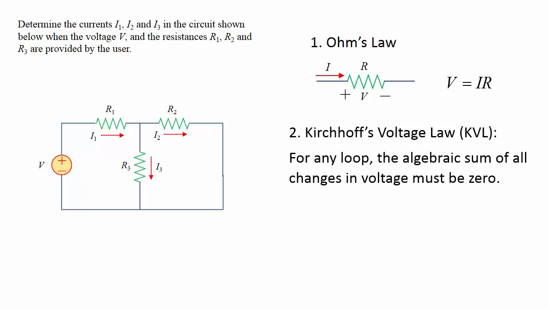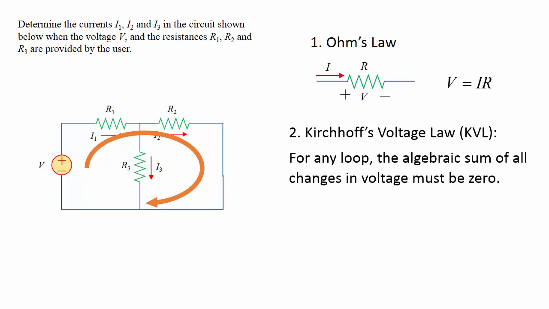The first one is Kirchhoff's voltage law, sometimes known as KVL. It states that for any loop in a circuit, the algebraic sum of all changes in voltage must be 0. A loop in a circuit is essentially a closed path. So in this given circuit, we have overall 3 loops. We have this small one right here, this one right here, and lastly this bigger one. They are all closed paths in the circuit.